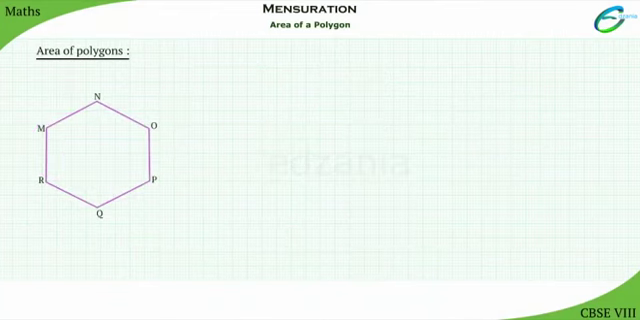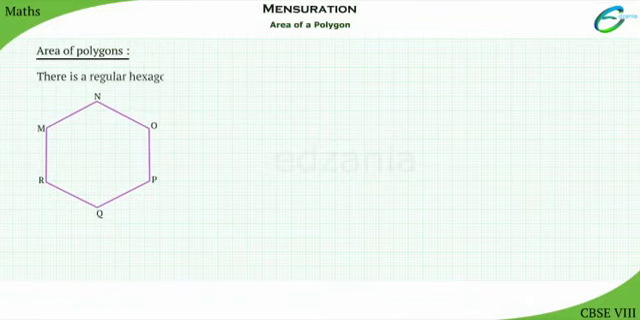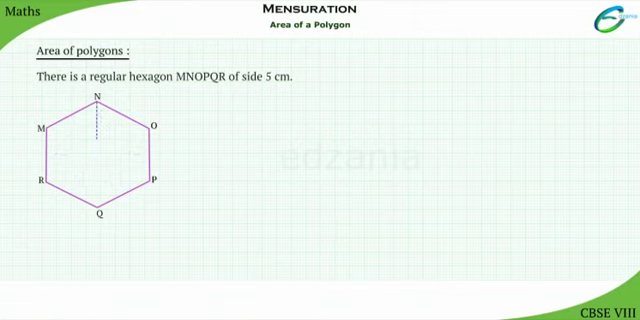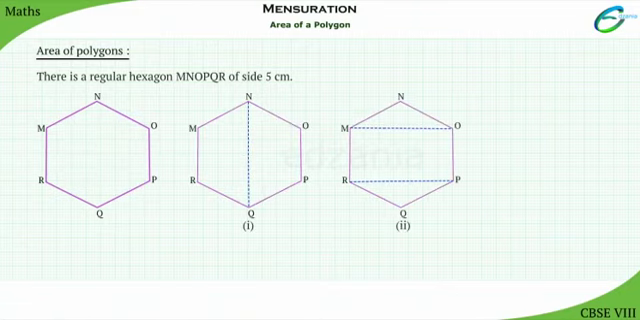Let us now see if we have a regular hexagon. How to find the area? There is a regular hexagon MNOPQR of sides 5 centimeter. We can split this hexagon in two different ways as shown here.